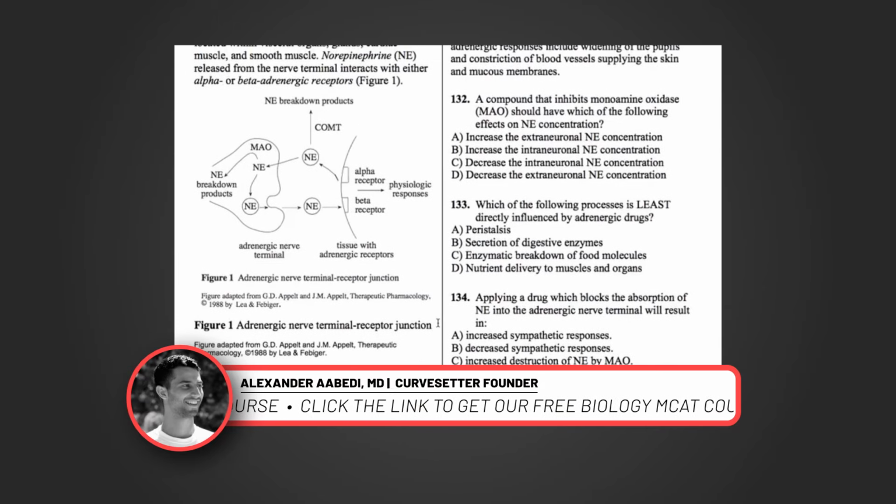Okay, so let's move on to the questions. A compound that inhibits monoamine oxidase, MAO, should have which of the following effects on NE concentration? Okay, so if MAO breaks down NE, okay, so whenever MAO is working, you get low NE, right? So that means if you stop MAO from working, you're going to increase NE, right?